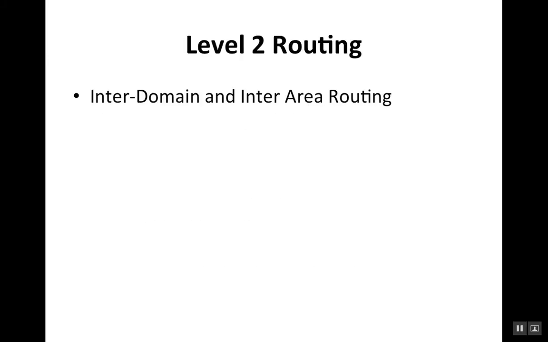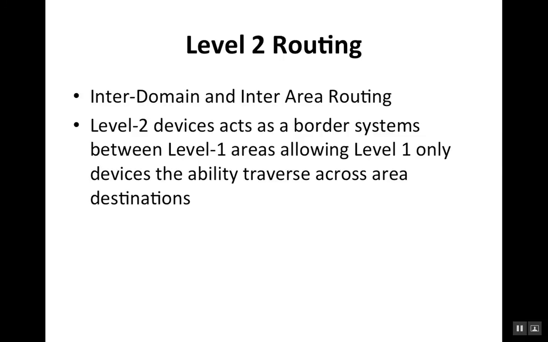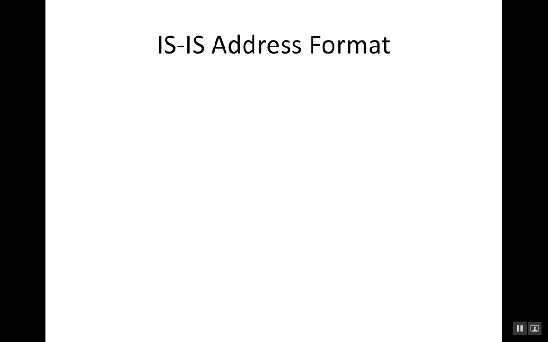So level 2 routing: interdomain or inter-area routing, meaning crossing different area domains. Level 2 devices act as border systems between level 1 areas, allowing level 1 only devices the ability to traverse across area destinations.